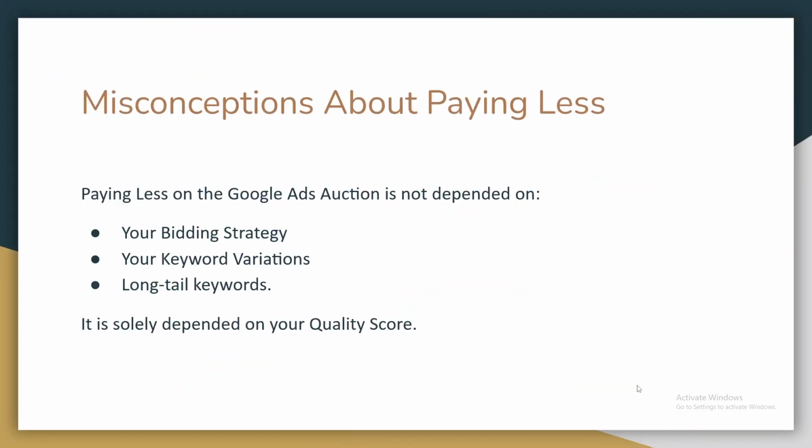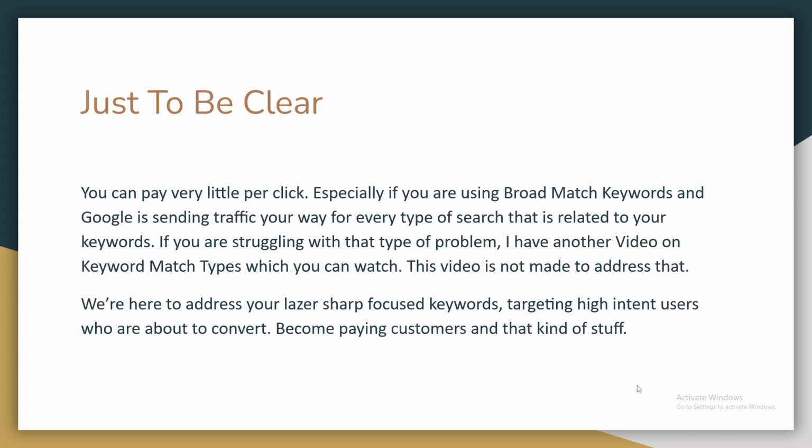The thing about paying less is one of the more misunderstood concepts on Google. If you search on Google how the Google Ads auction operates, although I have an entire video explaining that, you're going to get misconceptions about your bidding strategy, the keyword variations that you're using, and long tail keywords, and how those might affect how much you're paying. But that is absolutely false, because how much you pay is only dependent on your quality score.